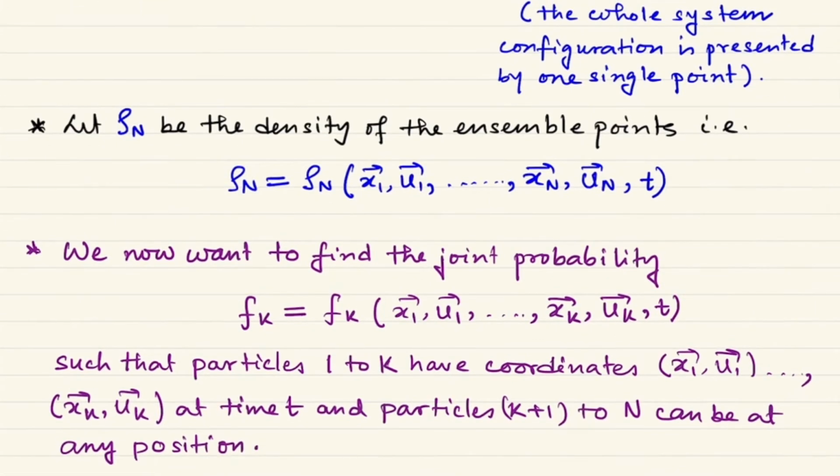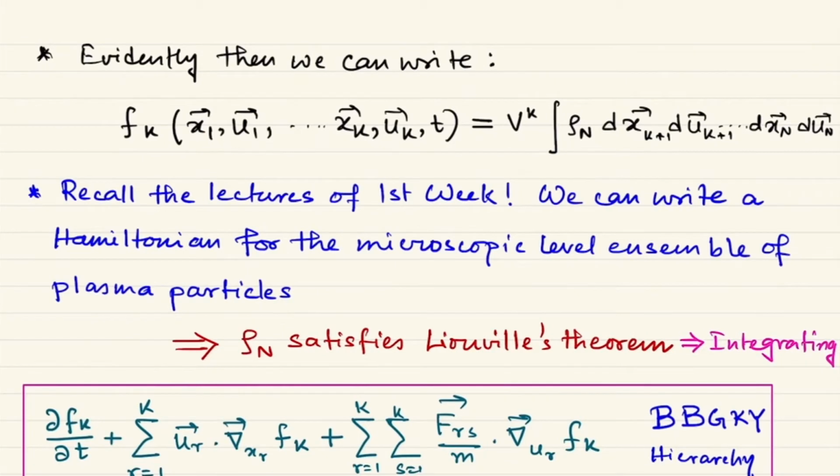Okay, so if that is the case, then of course we know this is given by V to the power k, integration over, okay, so this is something I have to tell you, V to the power k integration over, so this is the volume, rho n, dx k plus 1, du k plus 1 up to dx n, du n, where all these things can vary from minus infinity to plus infinity, right? Because they can have any position and momentum. That is the story for the rest n minus k particles.